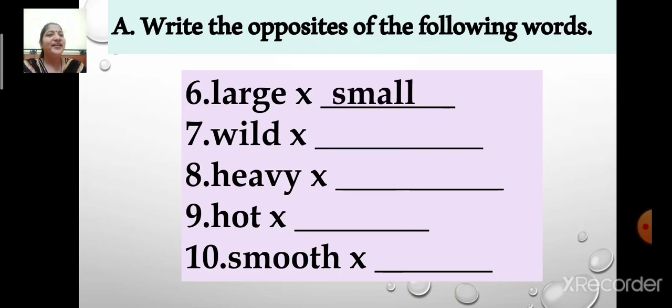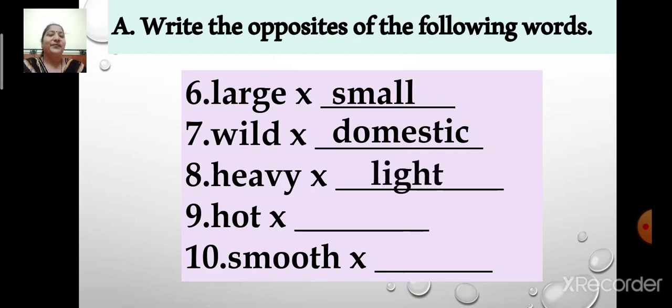Next, number 7, wild. The opposite word of wild is domestic. Next, number 8, heavy. The opposite word of heavy is light. Next, number 9, hot. The opposite of hot is cold. Next, number 10, smooth. The opposite word of smooth is rough.